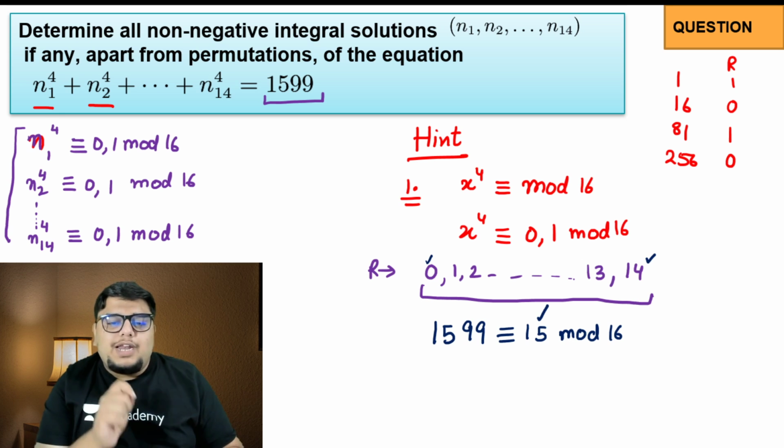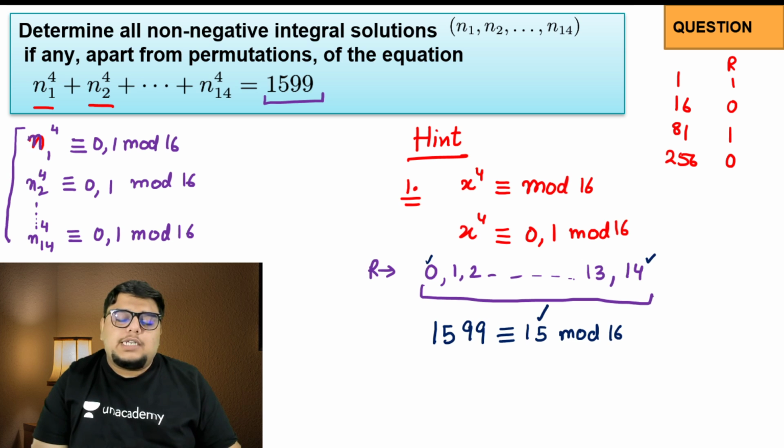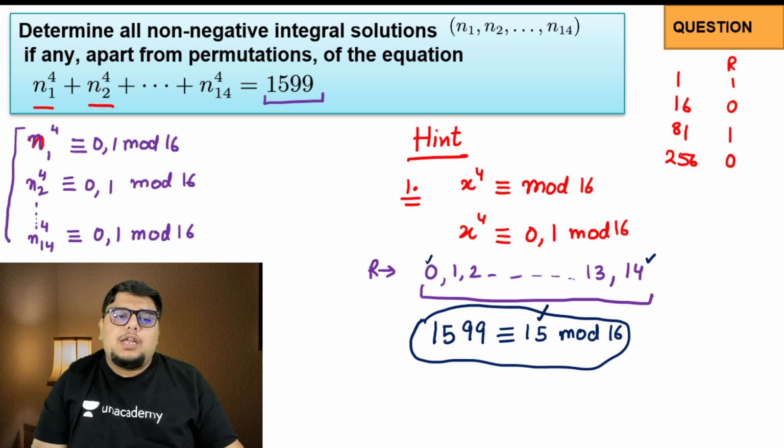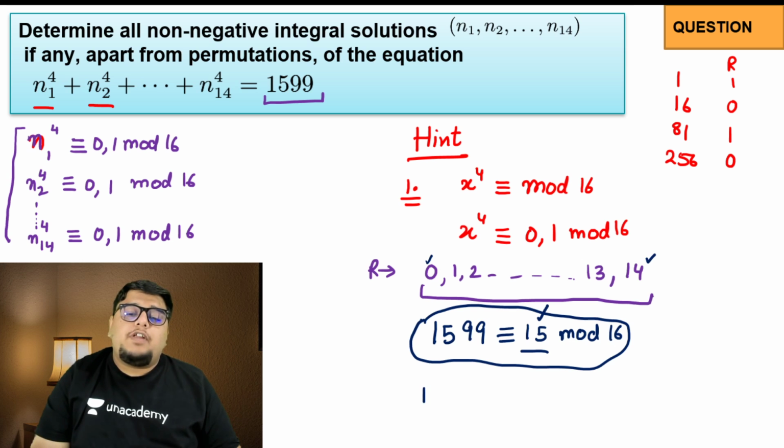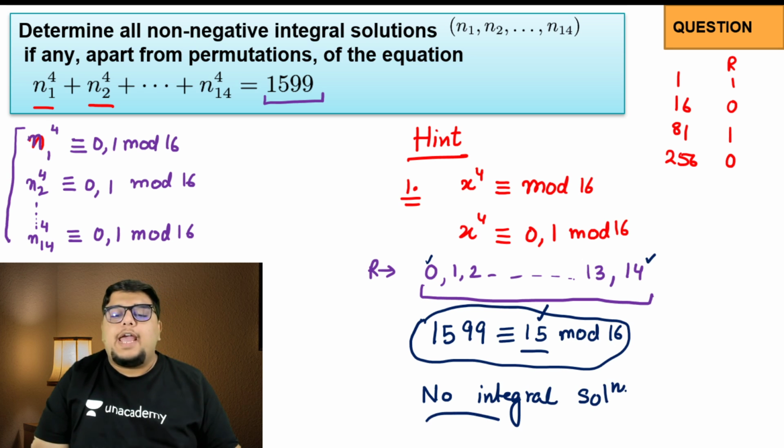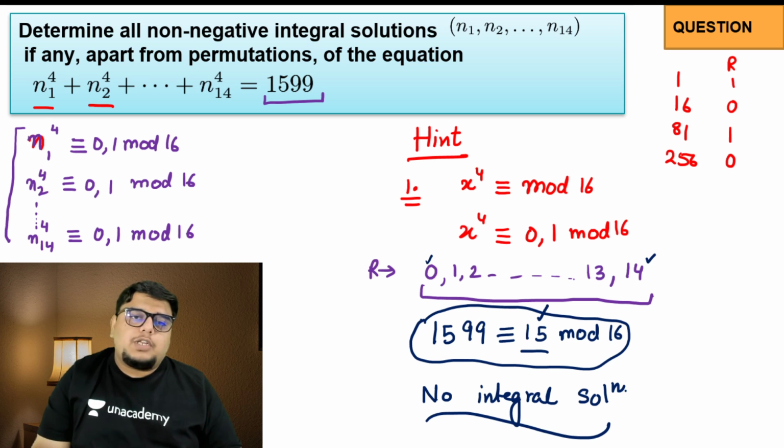Okay? So finally you can say that since the sum of all these congruences mod 16 has remainders from 0 till 14, and here it is 15, the answer will be no integral solution. There will not be any integral solution for this particular problem.